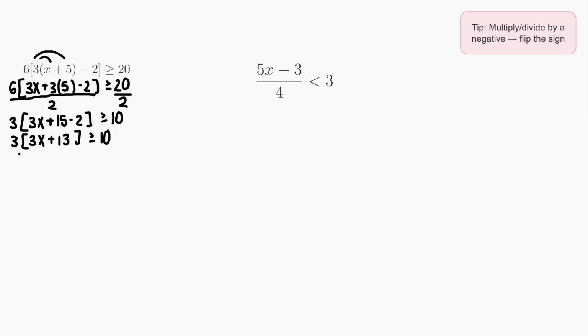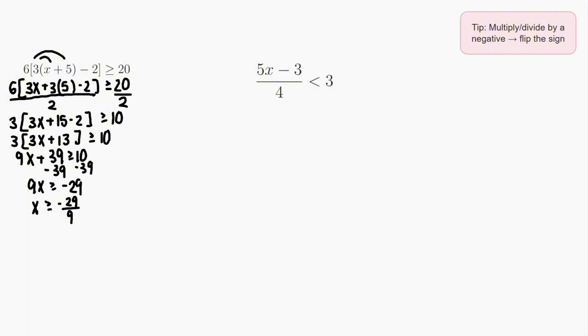We get 3 times 3x, which is going to be 9x, plus 3 times 13, which is 39, is greater than or equal to 10. We move 39 to the right. We get 9x greater than or equal to negative 29. We know x is going to be greater than or equal to negative 29 over 9.